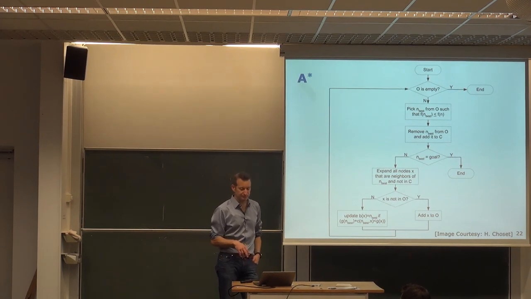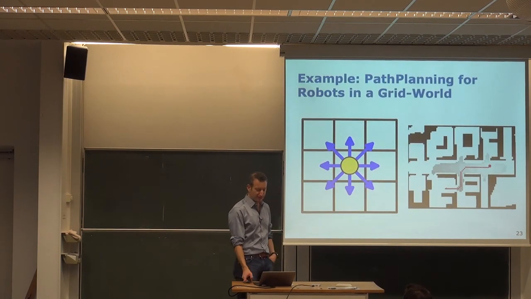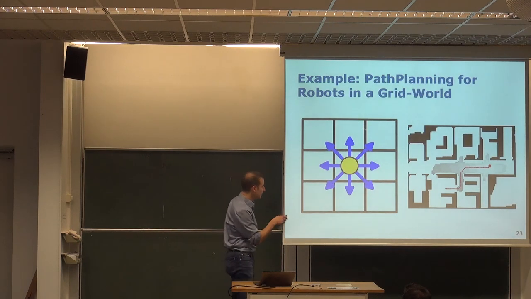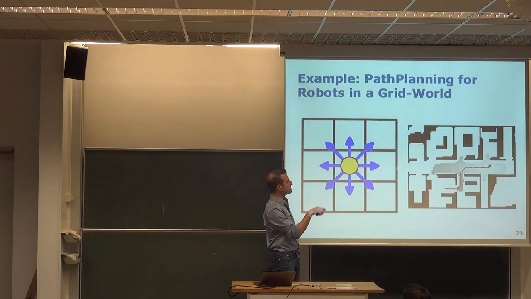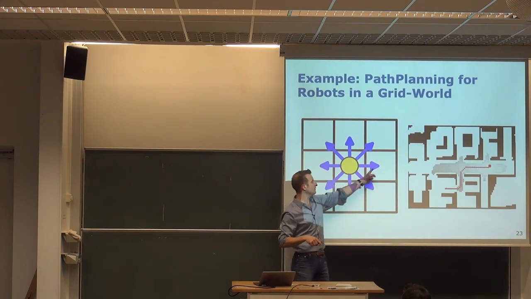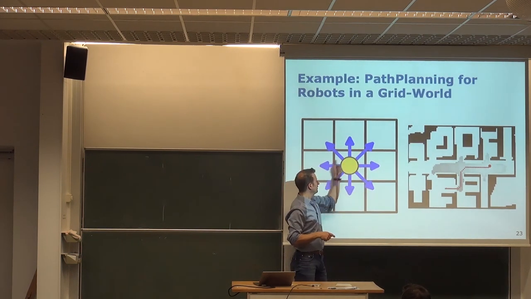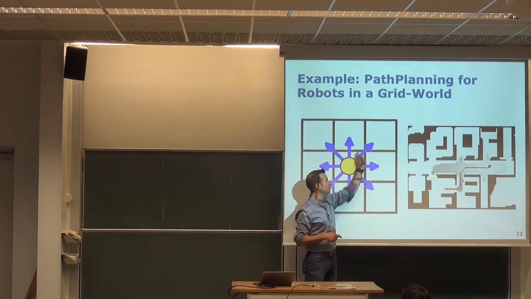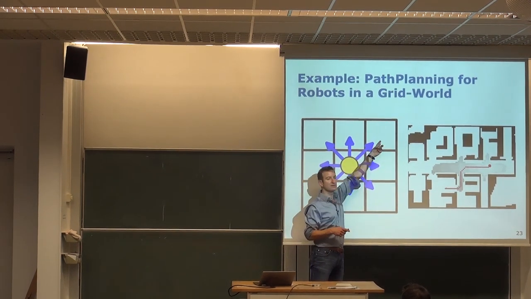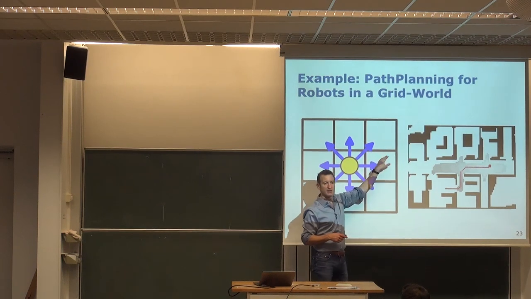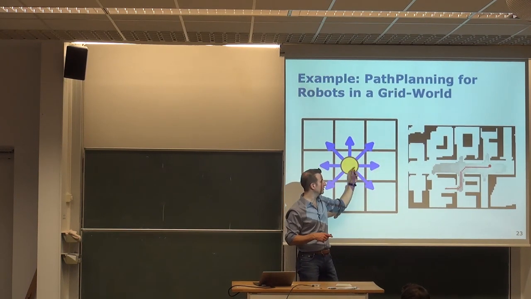So again, if we plan in this grid world, we typically take, in all the examples I have here, this 8 neighbor connectivity into account, so I can move from every node to one of its neighbor nodes. So from here to here, it's basically cost 1, and here the cost is square root of 2, just based on the Euclidean distance from here to here. And so you have typically different costs.